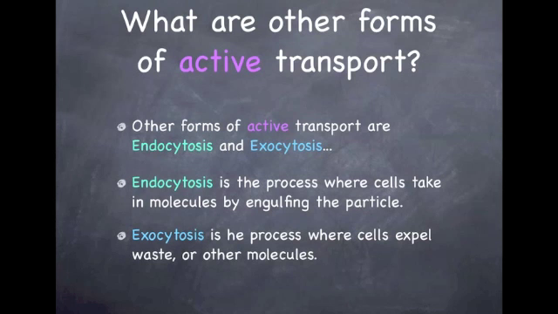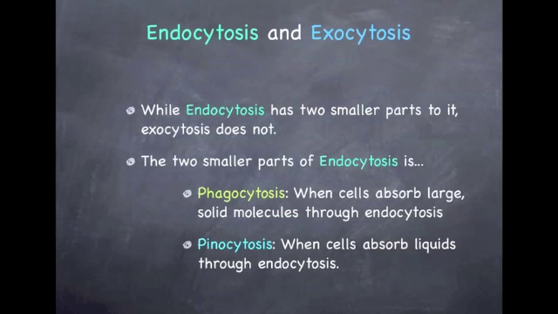What are other forms of active transport? Other forms of active transport are endocytosis and exocytosis. Endocytosis is a process where cells take in molecules by engulfing the particle. Exocytosis is a process where cells expel waste or other molecules. While endocytosis has two smaller parts to it, exocytosis does not. The two smaller parts of endocytosis are phagocytosis, when cells absorb large solid molecules through endocytosis, and pinocytosis, where cells absorb liquids through endocytosis.